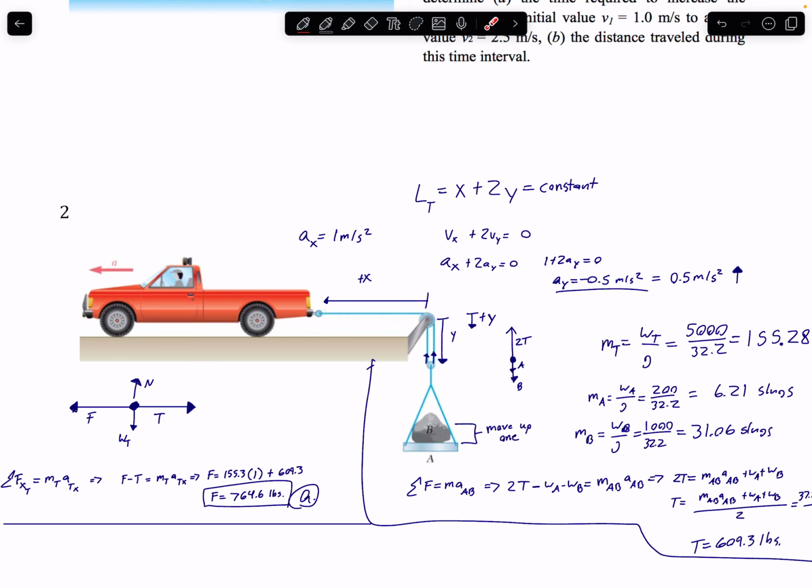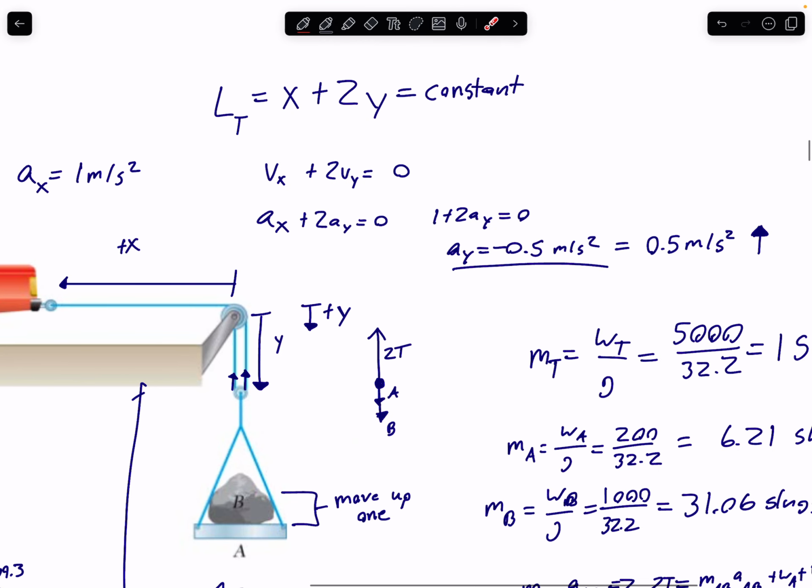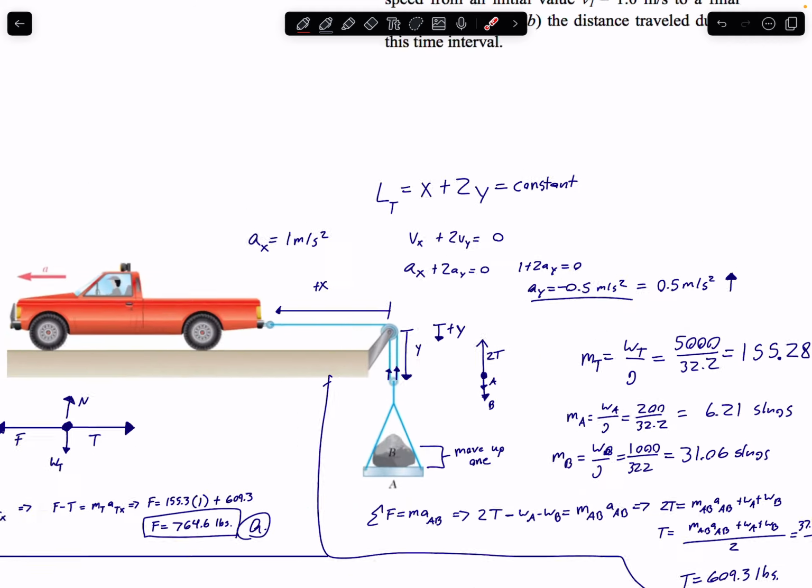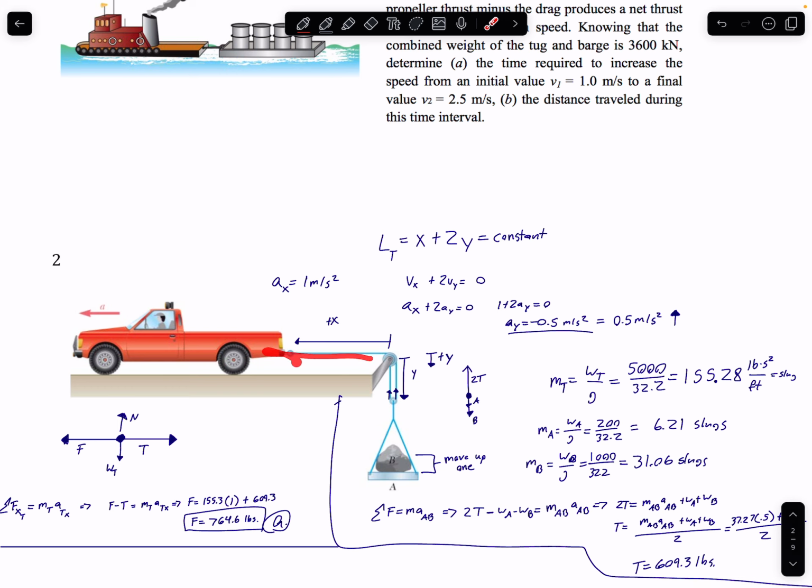And so the velocity of them always adds up to 0 if you take the derivative of that. So constant equals 0, and the acceleration is always equal to 0 as well. That part doesn't matter so much; it's just to get down to that part. We know that the acceleration in this direction is equal to 1 foot per second squared. So sub in 1 there: 1 plus 2ay equals 0, so we get ay.